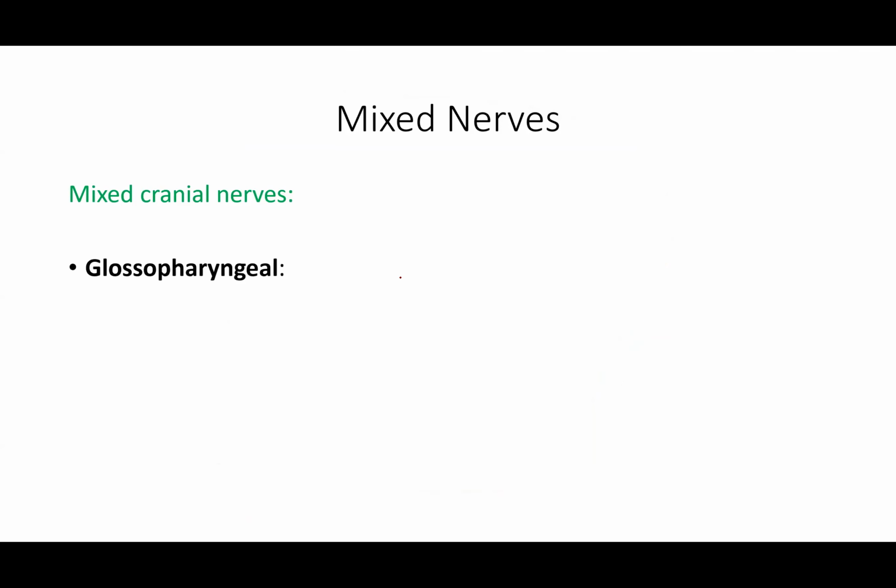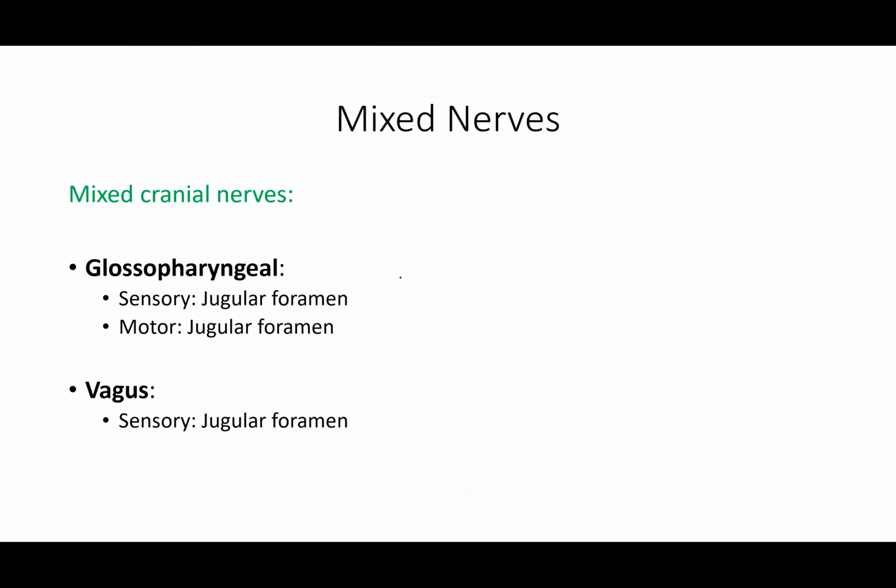Okay, mixed cranial nerves, the glossopharyngeal. Sensory portion passes through the jugular foramen. The motor division also passes through the jugular foramen. The vagus nerve is also a mixed cranial nerve. Sensory passes through the jugular foramen, and the motor division passes through the jugular foramen. So both of these, whether it's sensory or motor, is passing through the jugular foramen, both to and from the brain. So sensory is bringing information to the brain from the periphery, and motor is bringing signals from the brain to the periphery.